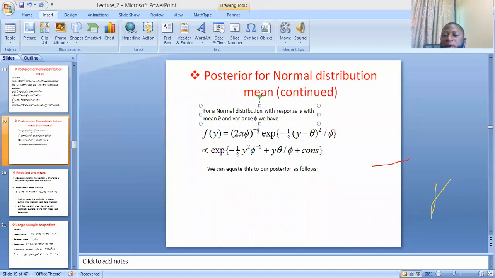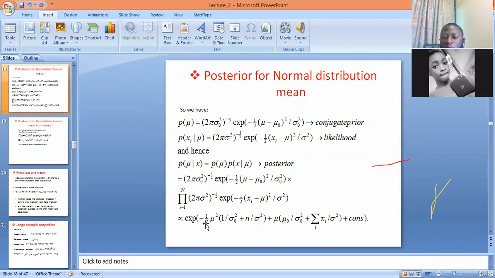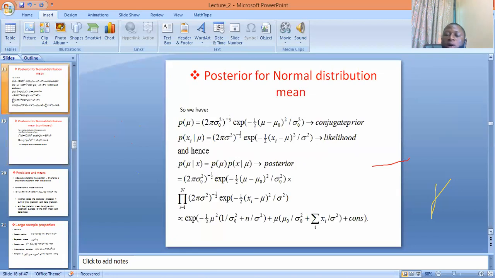So if you go back, where you have the mu square is here. So you are going to equate. In the other equation, you have minus 1 over 2, and then you also have y squared, and after that y square, you have this guy here. So what that simply means is that phi to the power minus 1, which is just the same as 1 over phi, is equal to 1 over sigma squared naught plus n over sigma squared.